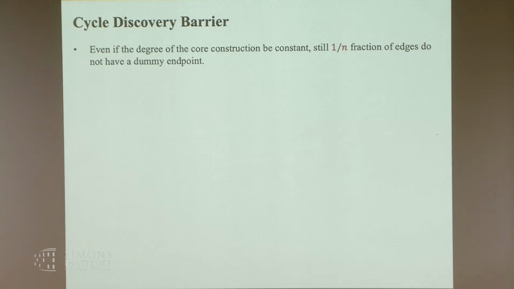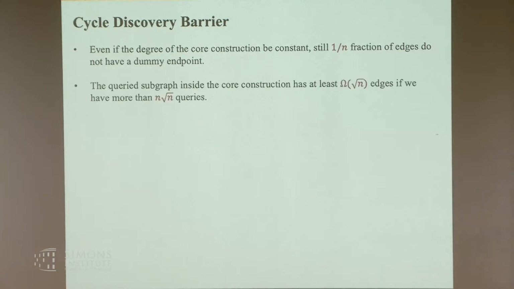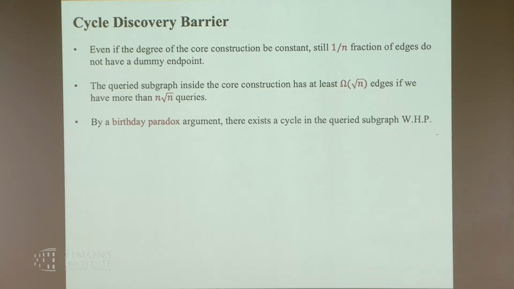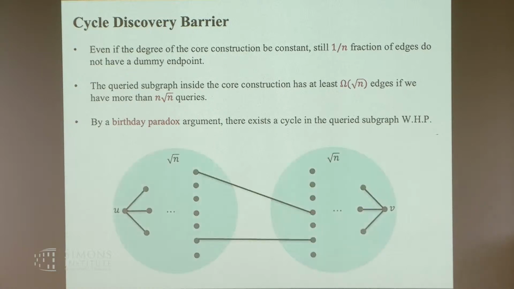Even if the degree of the core construction is constant, still a 1 over root n fraction of the edges have no dummy endpoint. So for example, if we have n root n queries, we expect to see n queries inside the core construction. And using a birthday paradox argument, we can prove that the algorithm will eventually see some cycles inside the core construction. The reason is that the algorithm can run a BFS from some vertex u, and also from another vertex v. After seeing root n vertices, these subgraphs are going to collide. So they have some intersection, and then we will see some cycles.